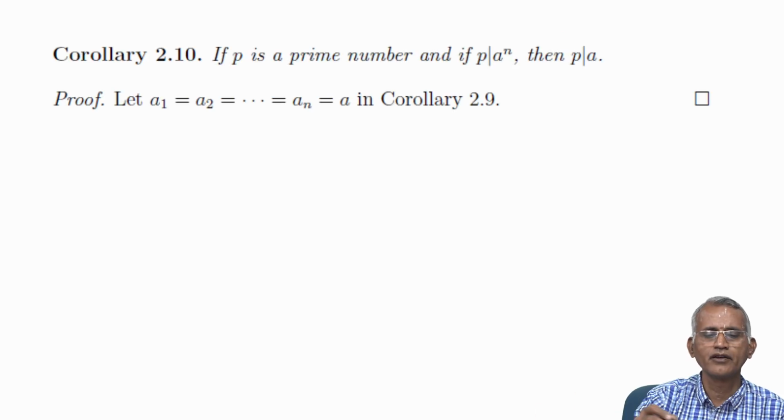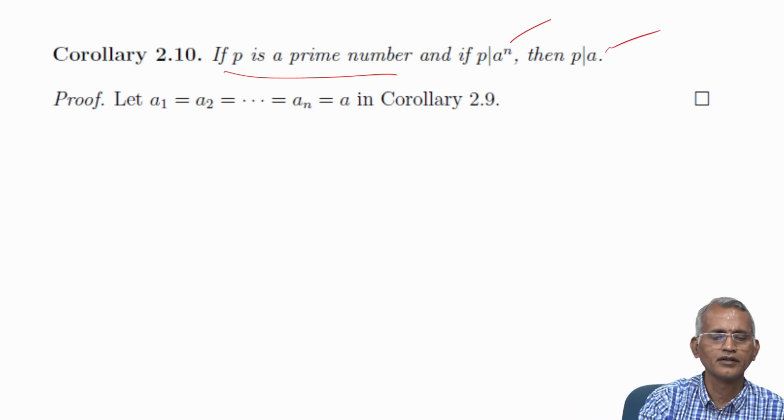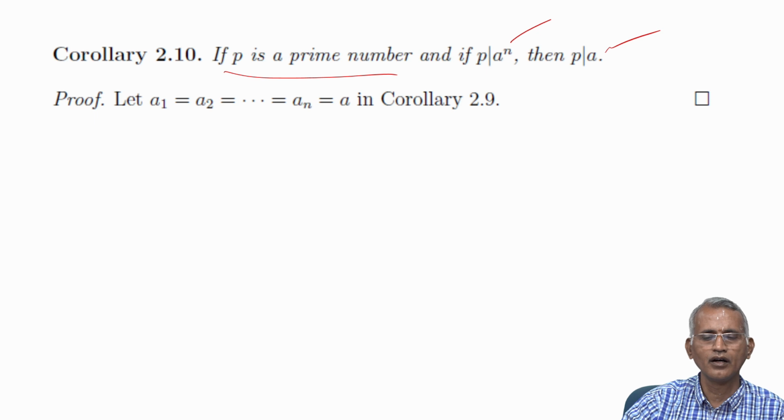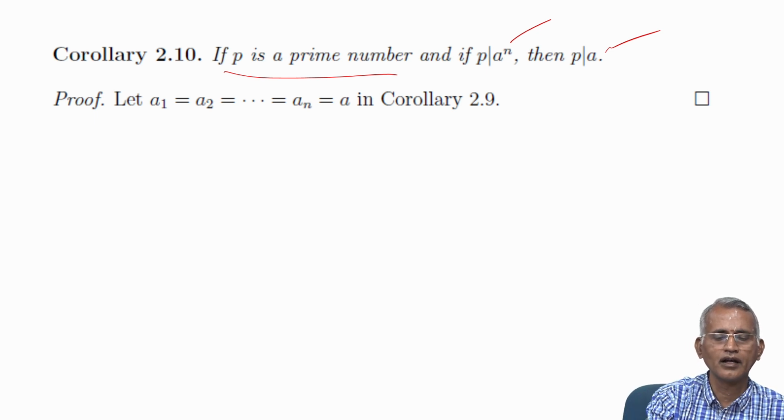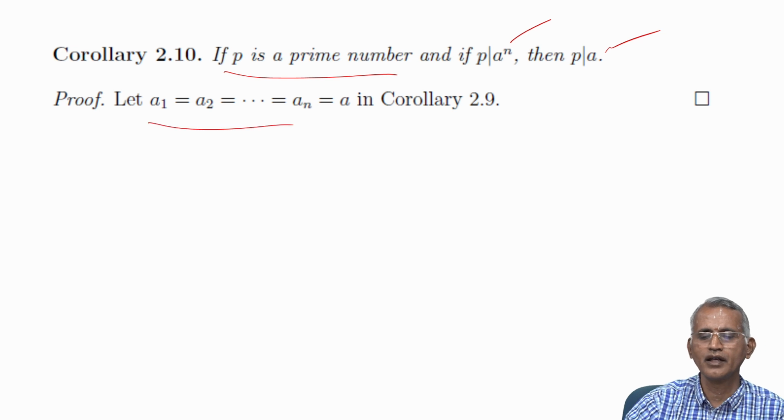Next corollary: if p is a prime number and p divides a power n, definitely p divides a. We have to prove it with the condition that a1, a2 and so on, an are all equal to a. According to corollary 2.9, we can easily prove it. So, up to this, the first module of this unit 2 is over.